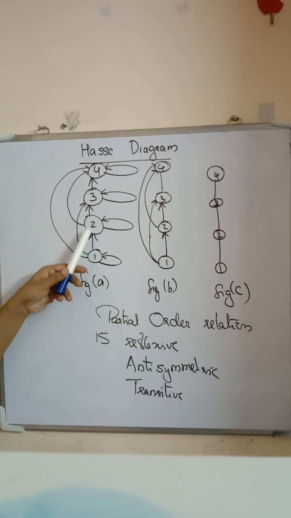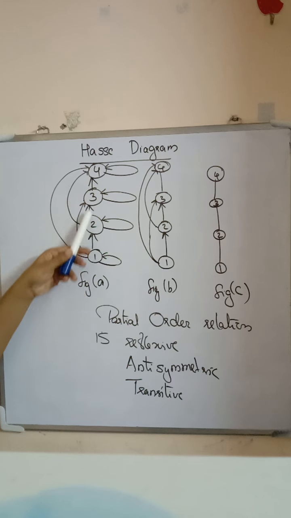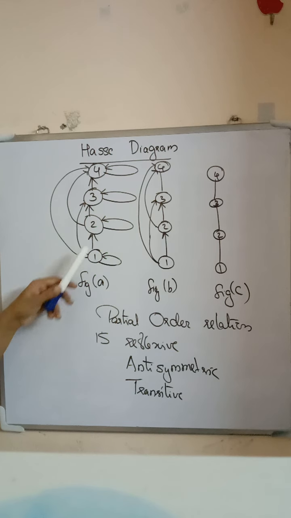Also 1 related to 2, it's upward relation only, that is 1 related to 2 but 2 is not related to 1, so it is not symmetric. Definitely it is anti-symmetric, that is A related to B and B related to A only when A is equal to B. Okay, the relation is anti-symmetric.